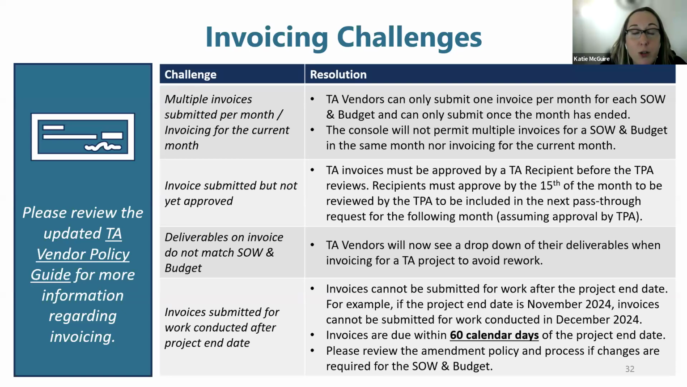Deliverables on the invoice do not match the SOW. A TA vendor will now see a drop down of the deliverables in that SOW when they're invoicing to avoid reworks. This is a new change and you will see it as you're submitting new invoices.